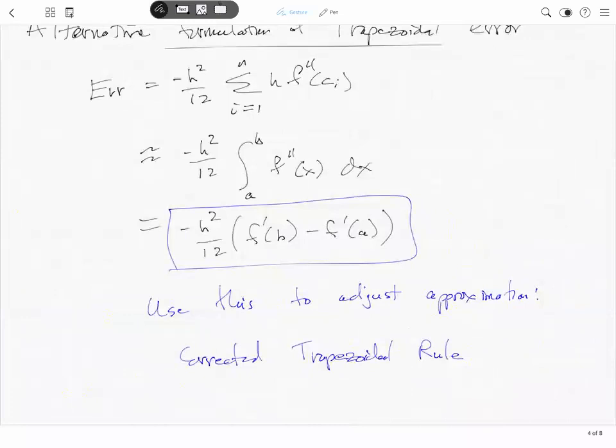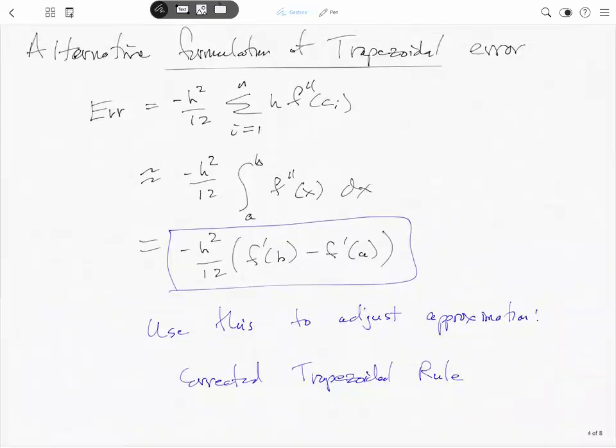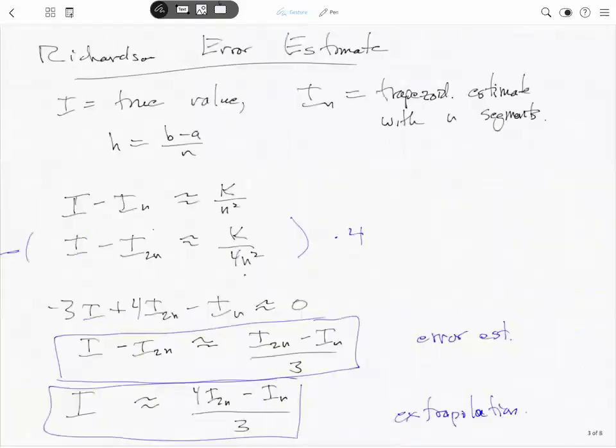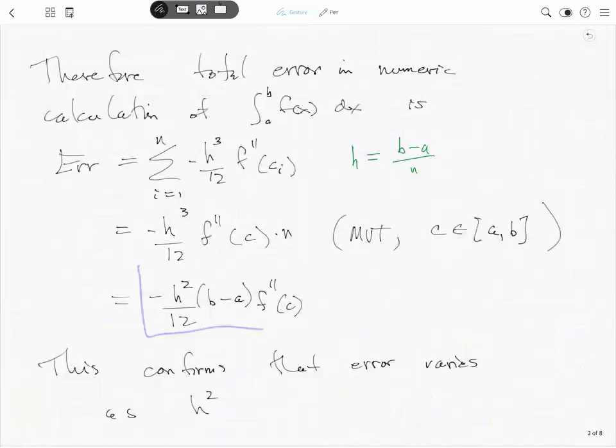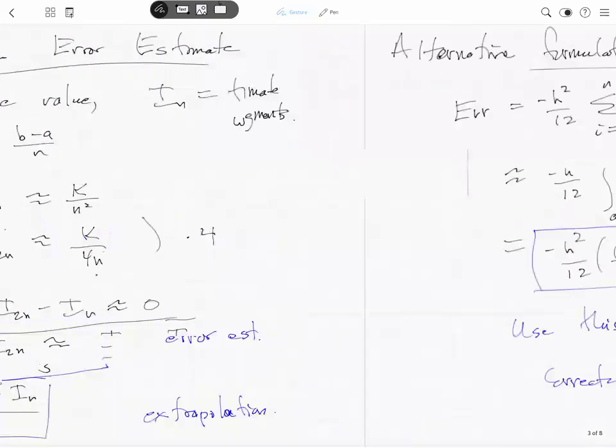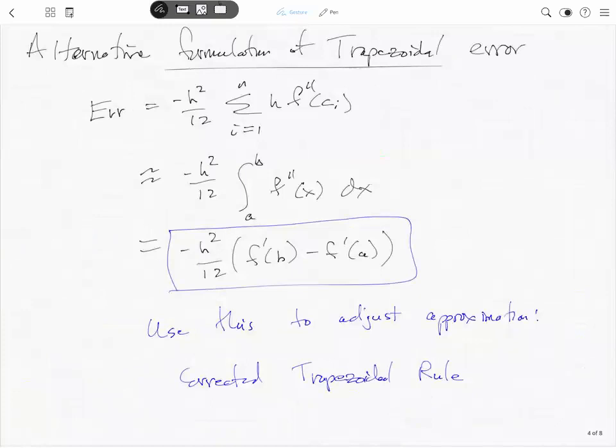Okay, let me show you this. This is kind of interesting. It's kind of cute. It's an alternative formulation of the error formula, right? So we found this formula already, and that one is quite useful. But there's another one that's a different form that's useful in different ways. So let me show you that.